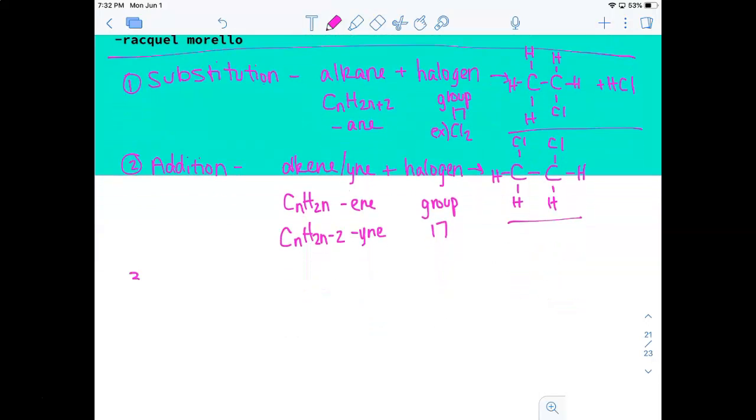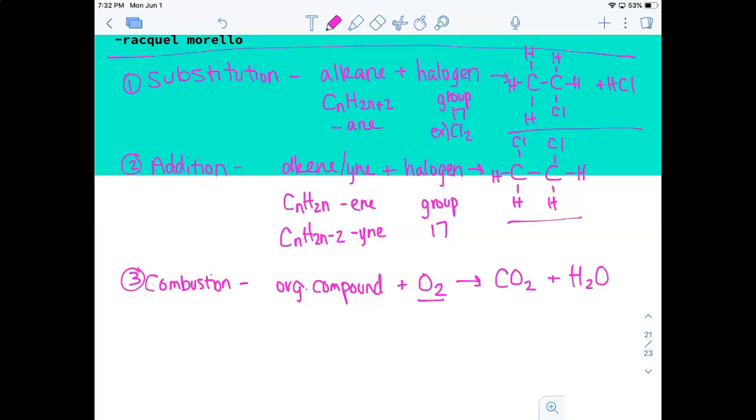Okay, next we have combustion. And combustion is just an organic compound, it could be a compound that's flammable. Okay, these are the things that have to be true every single time. You always have to have an excess amount of oxygen, and any time an organic compound burns with excess oxygen, we always make carbon dioxide and water as products. So everything I underlined will look exactly the same in any combustion reaction.